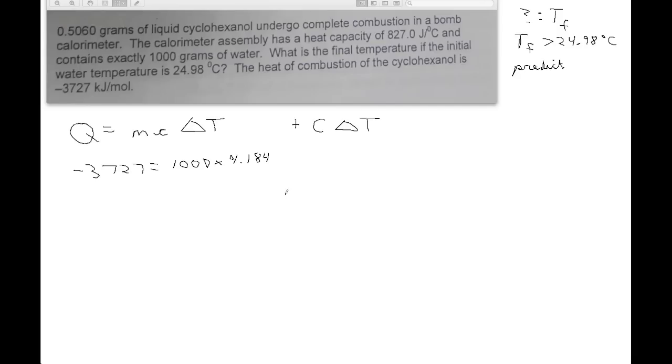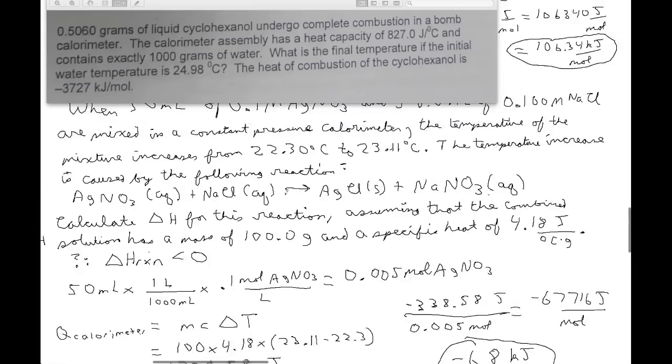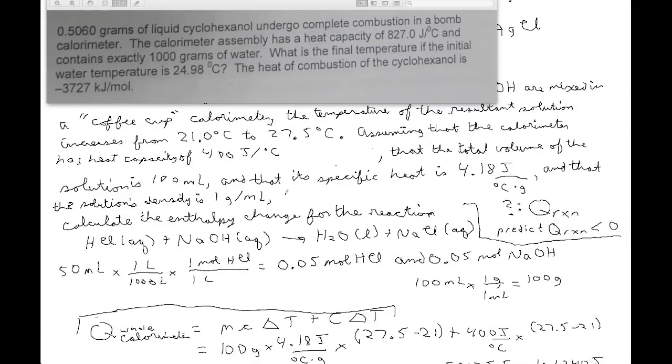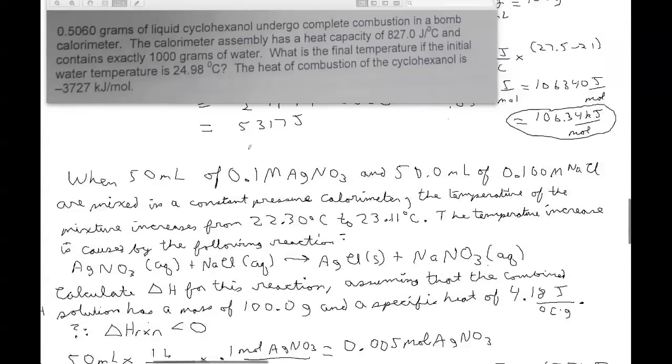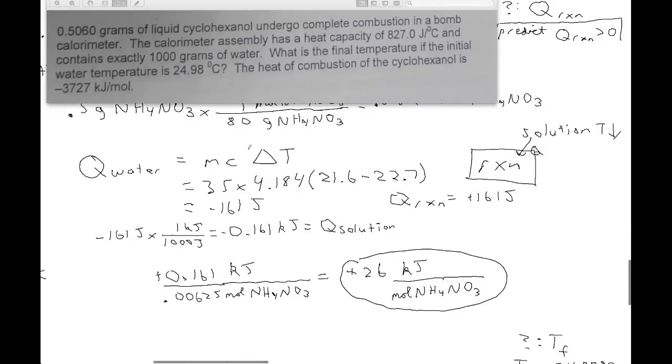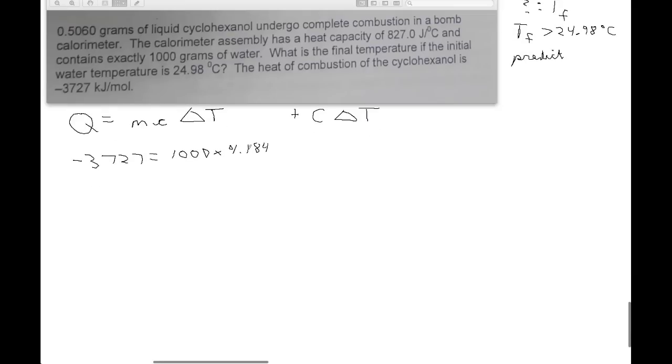Remember that the previous problem where you had to do that, the clue that you had to do that was that I was specifically telling you both the specific heat of the solution and the heat capacity of the solid portions. Unless you're given both of those numbers, you're probably not supposed to do that on the question.